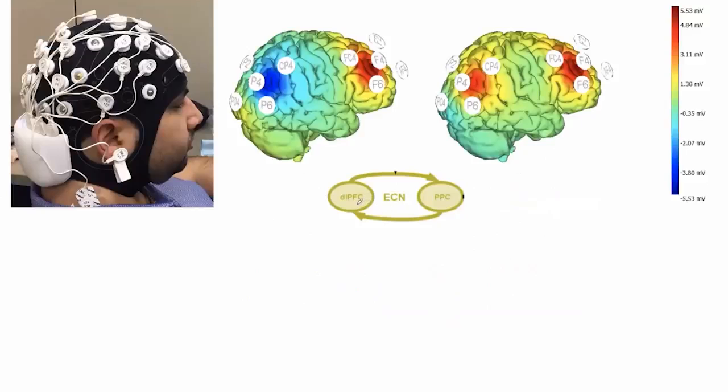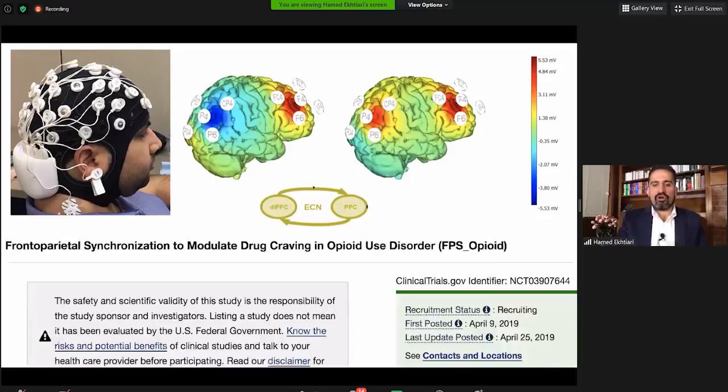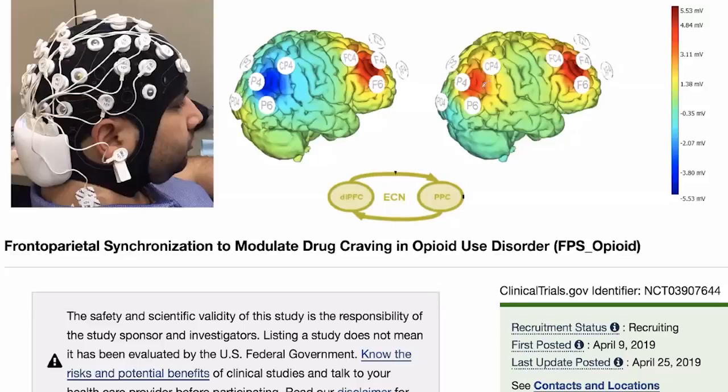In the same context, we have started to think about, if we consider the executive control network as dorsolateral prefrontal cortex and posterior parietal cortex, should we do a stimulation on both sides, engaging the network on both sides? That is another idea that we have recently started a trial with, what we call frontoparietal synchronization. So we do the stimulation on both sides, trying to modulate the connection between these two areas, which synchronizes them, but we can also do non-synchronized stimulation. But in this trial, we are doing synchronized stimulation to see if it could help to modulate drug craving.